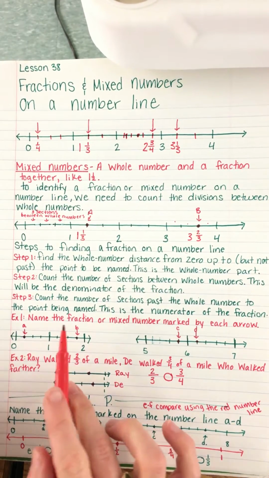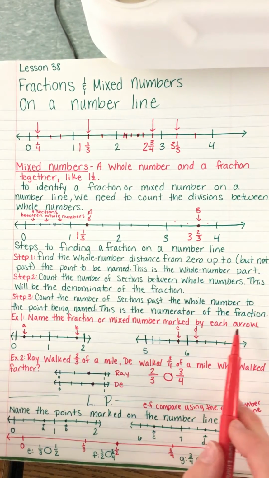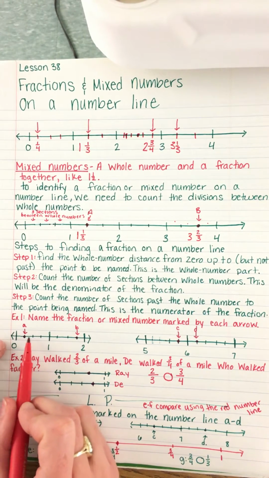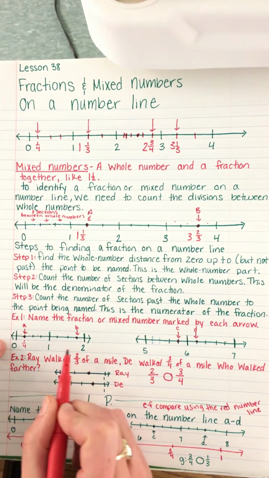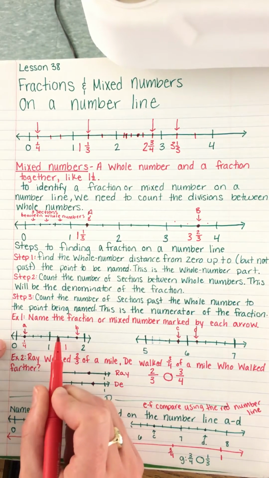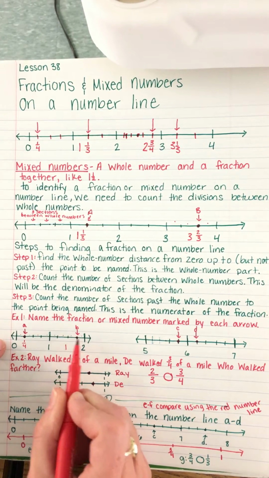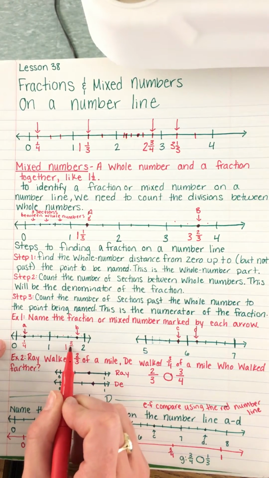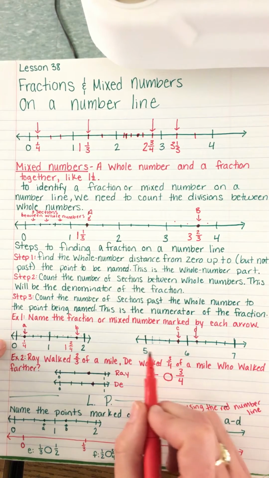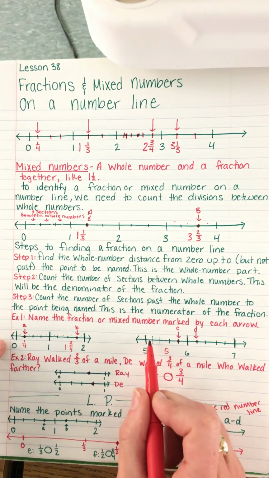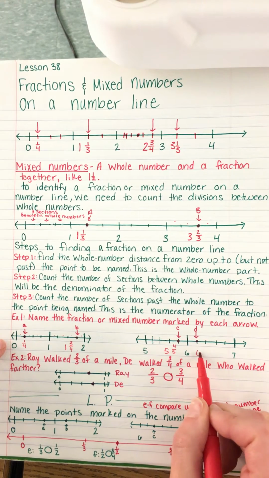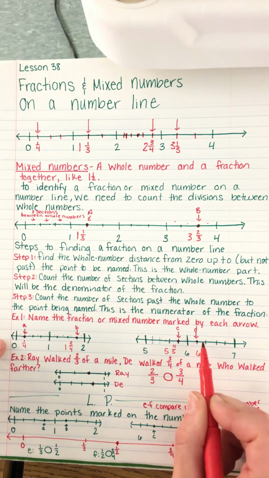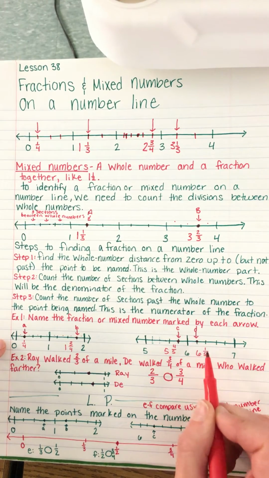Example 1, name the fraction or mixed number marked by each arrow. All right, so how many sections are there? 1, 2, 3, 4. So this is 1/4. And then this one, after the whole number 1, and it's fourths, 1, 2, 3, 4 sections, and that's at the third section. And this one is after the whole number 5. It's 1, 2, 3, 4, 5 sections. So that's the denominator, and it's on section 4. This one is 6 and 1, 2, 3, 4, 5, 6 1/5.